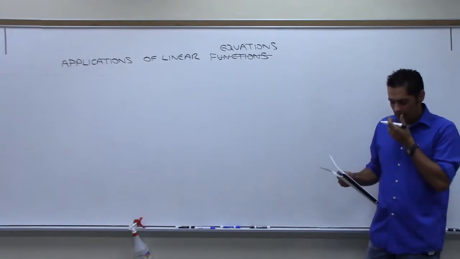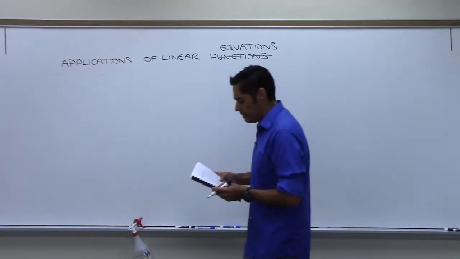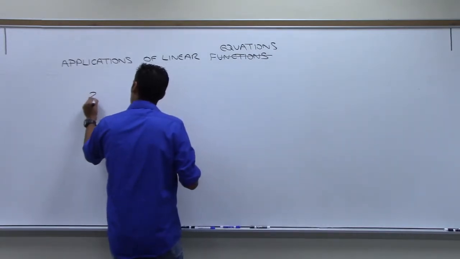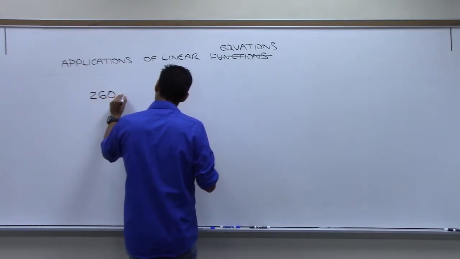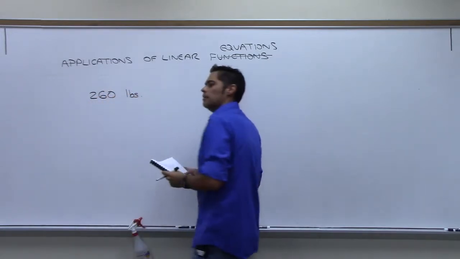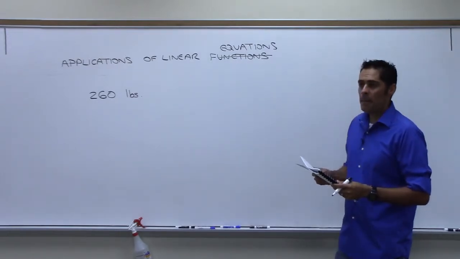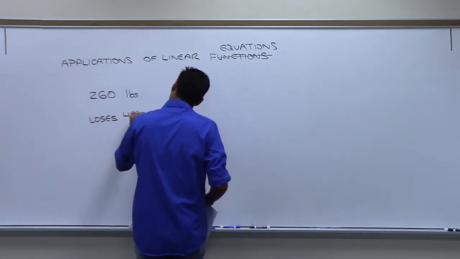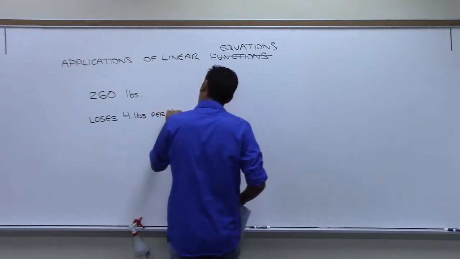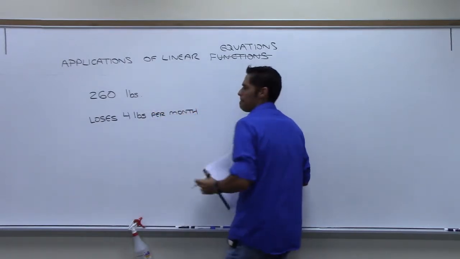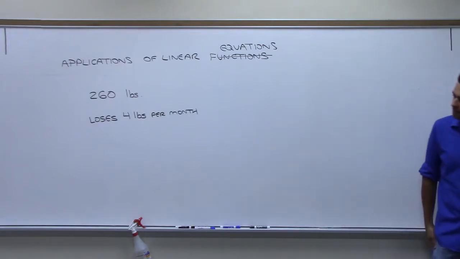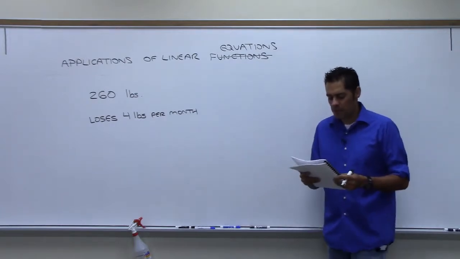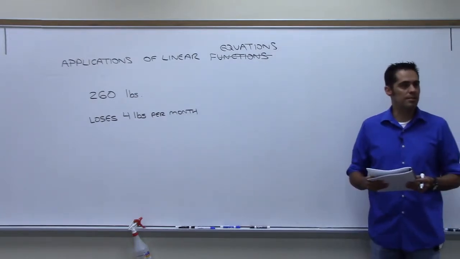So let's just take a look at number 1 here. It's about Mr. Thompson is on a diet. Mr. Thompson currently weighs 260 pounds. He loses 4 pounds per month. Write a linear model that represents Mr. Thompson's weight after M months.